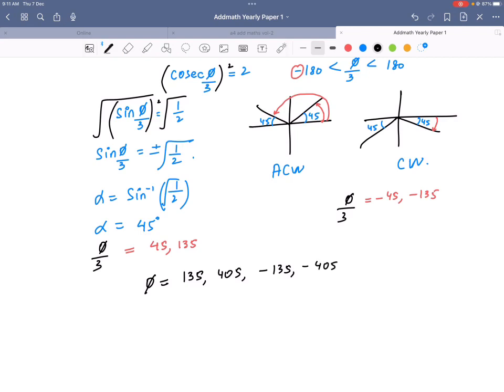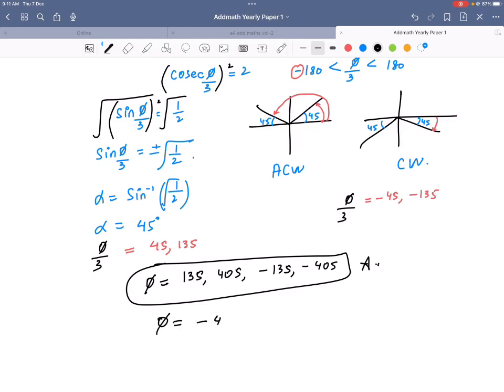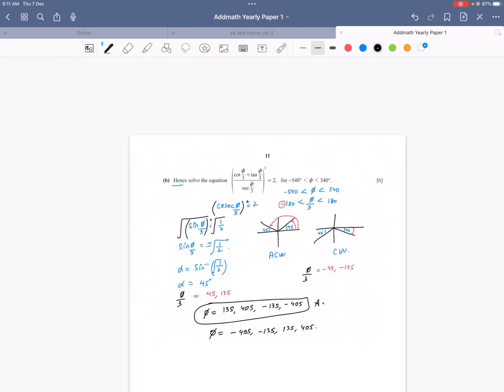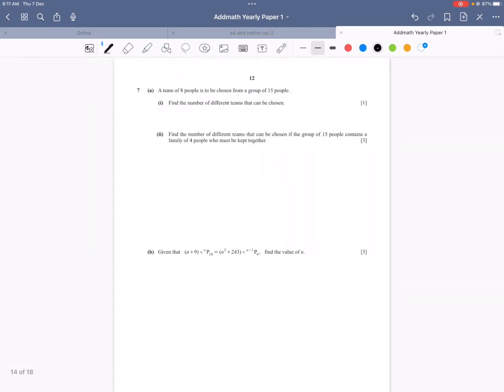All the angles are within the given range, right? So these 4 answers are the final answers we have. You need to write your answers in ascending order, so it will be minus 405, minus 135, 135 and 405. That will be the final answer. Moving towards the next one.